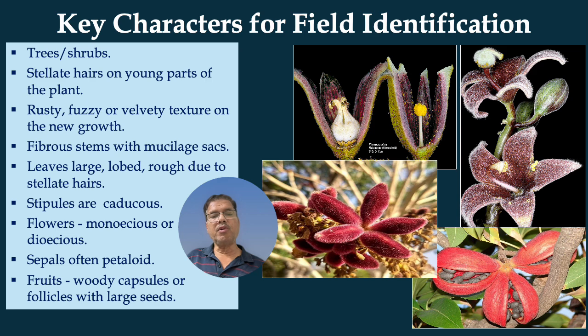Leaves are large, often lobed and rough due to stellate hairs. Stipules are caducous. Flowers are either monoecious or dioecious. Sepals are often petaloid, that is, brightly colored. Fruits are woody capsules or follicles splitting open to expose large seeds.